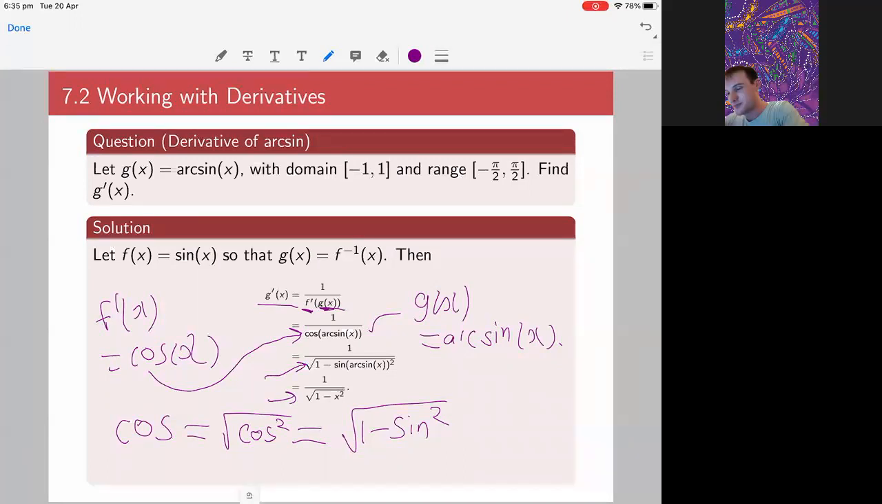Now, question for the audience. Please answer if you can. Am I allowed to do this? Cosine equals the square root of cosine squared. What are your thoughts on that particular computation there?